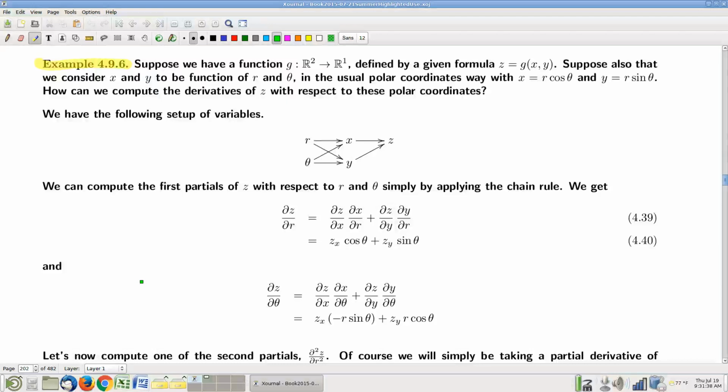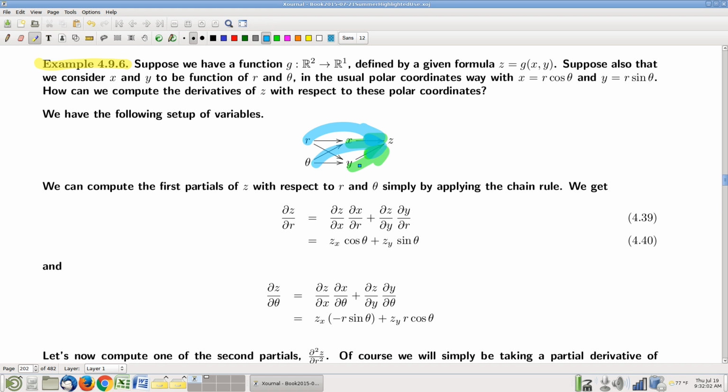Okay, so here's what we were talking about last time. It's an application of the chain rule to dealing with different coordinate systems. Suppose you have some function that's written in terms of rectangular coordinates, but you'd like to understand its derivatives in terms of polar coordinates, let's just say, or vice versa.